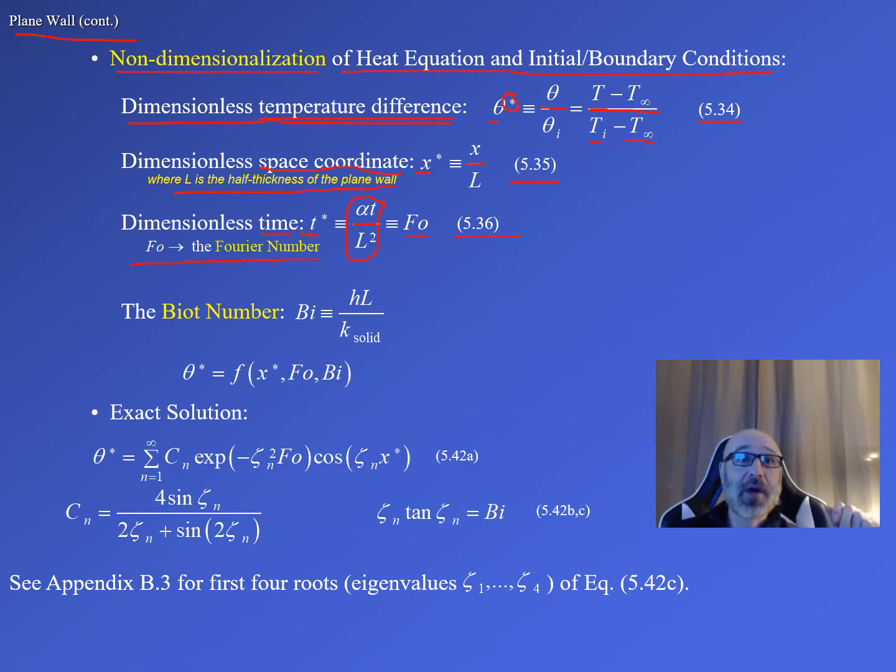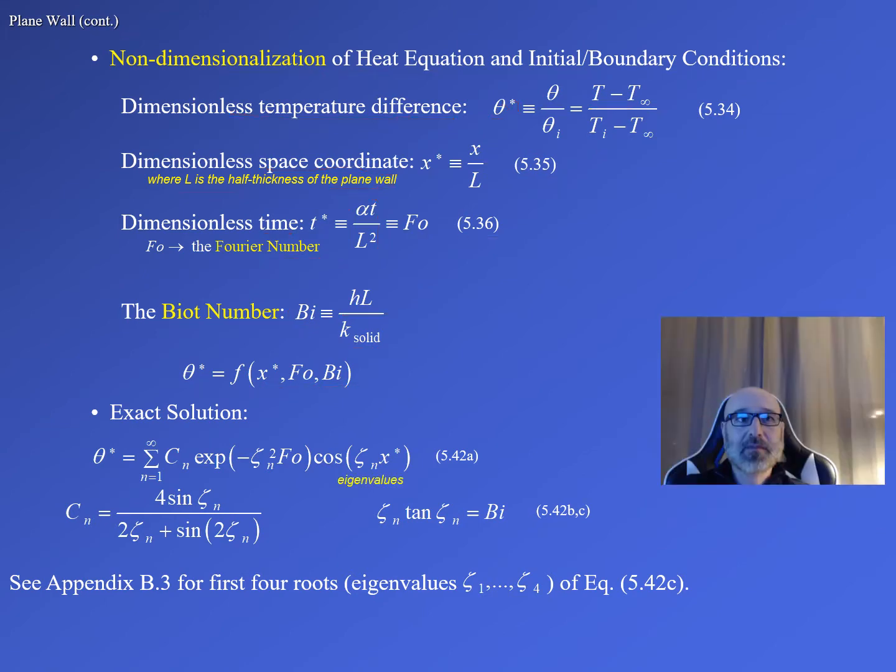Now from here we can go on to our Biot number, which is dimensionless as well. Recall that our Biot number is equal to h times L, all over the thermal conductivity k of the solid. This is our Biot number that we've seen previously. So with all this, we can say that this theta star, our dimensionless temperature difference, is going to be a function of our x star, which is our dimensionless space coordinate, our Fourier number, which is also our dimensionless time as we just saw, and our Biot number. All of these are dimensionless: our x star, our Fourier number, and our Biot number.